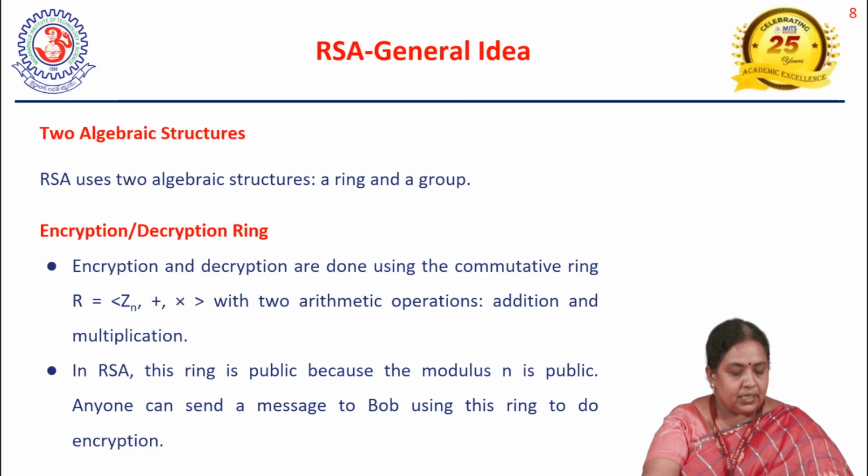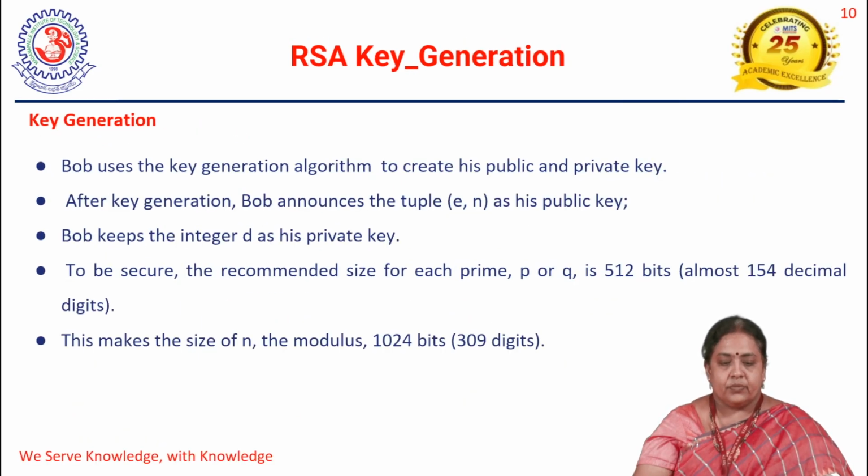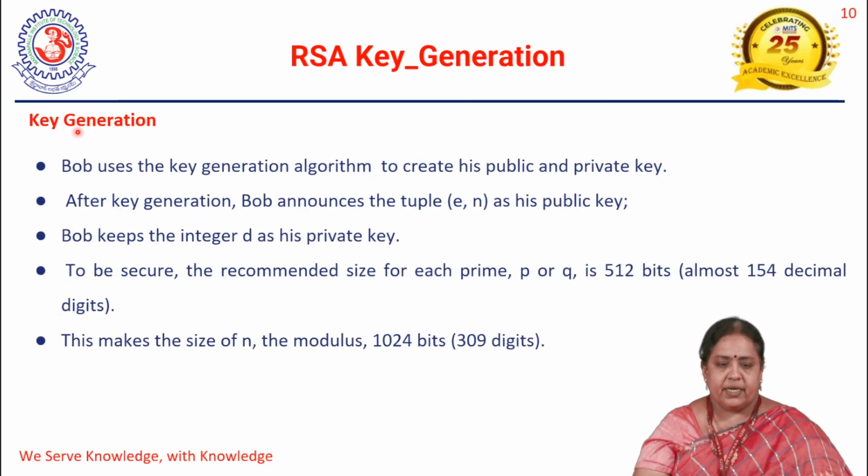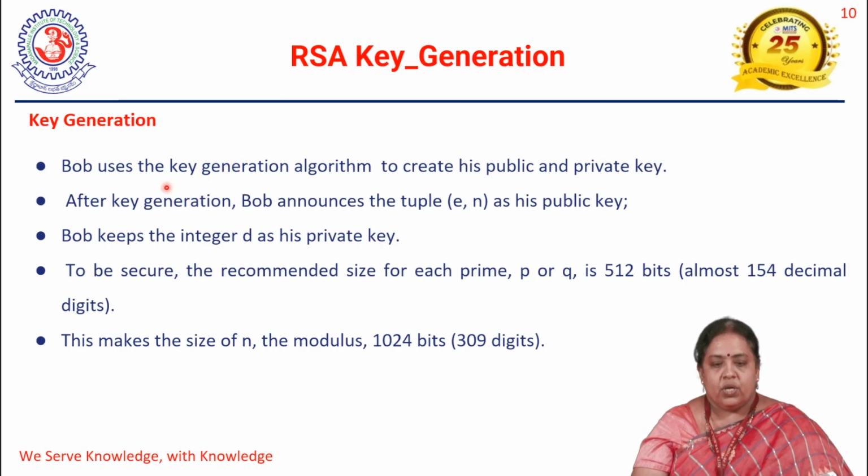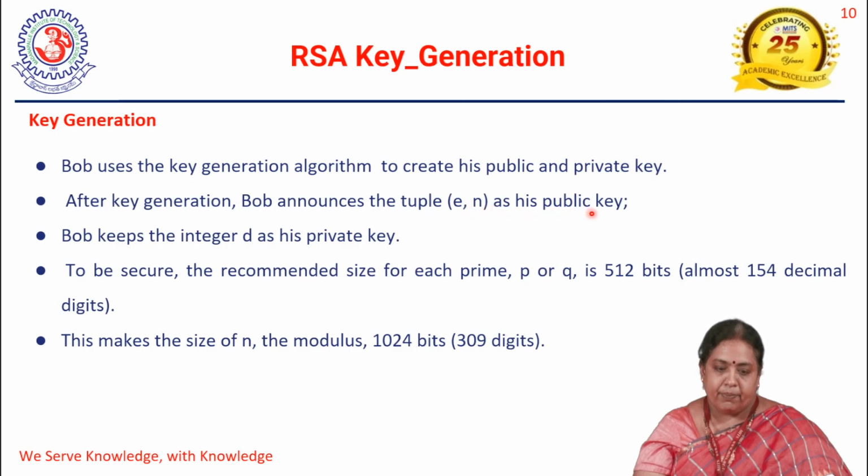Coming to the key generation process, Bob uses a key generation algorithm, which makes use of the algebraic structure called a group. Bob means the receiver. The receiver is going to use a key generation algorithm to create his public key and private key. After the key is generated, Bob announces the tuple (e, n) as a public key, and Bob keeps the integer d as his private key.